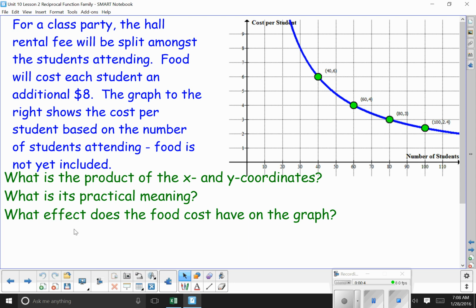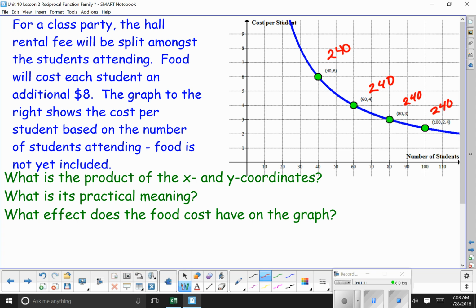Well, up here we have 40 times 6, 240. 60 times 4, 240. 80 times 3, 240. 100 times 2.4, 240, and so on.